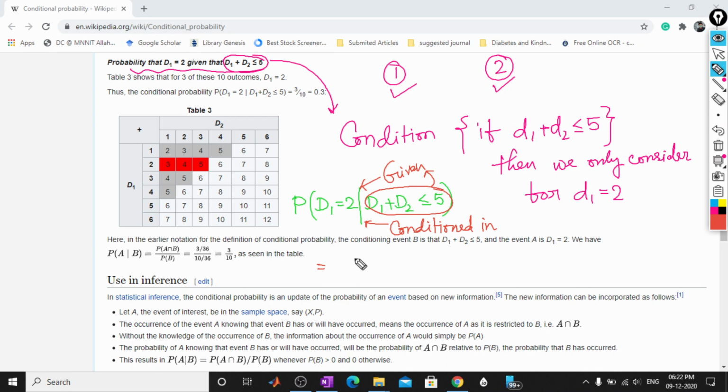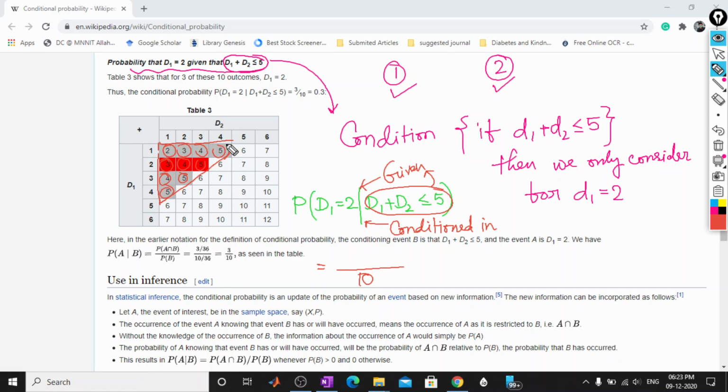So what will be the event points of this condition? Just see. First we have to choose the event that the sum is less than or equal to 5. The number of events will be this one, this one, this one. Previously we have seen that there will be only 10 points, and on these 10 points this is already given. This is our condition.